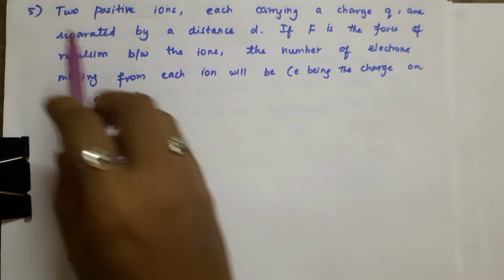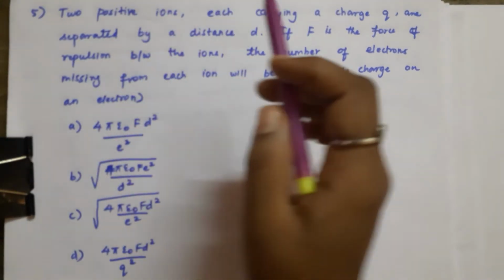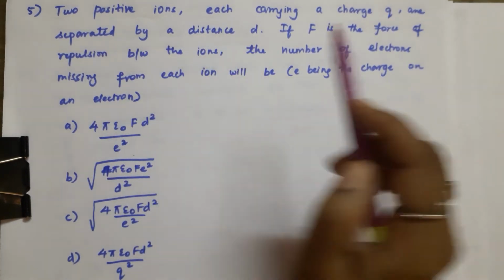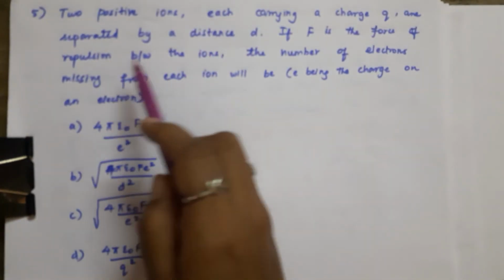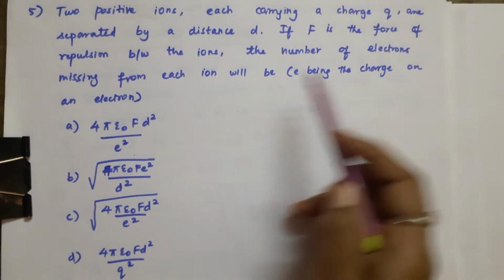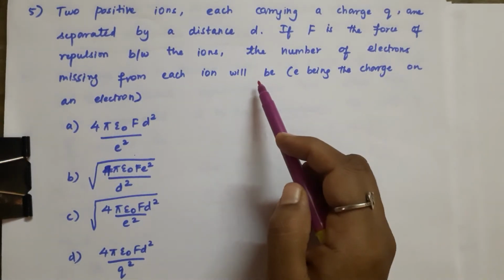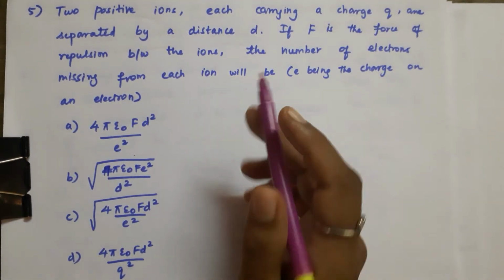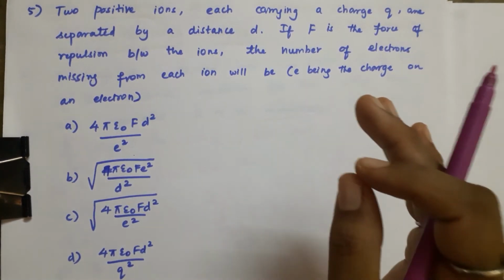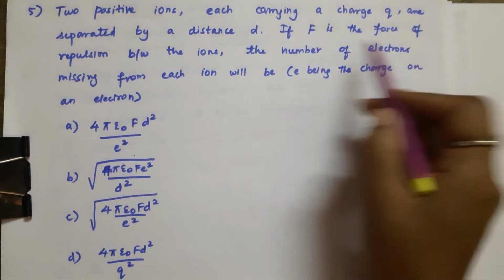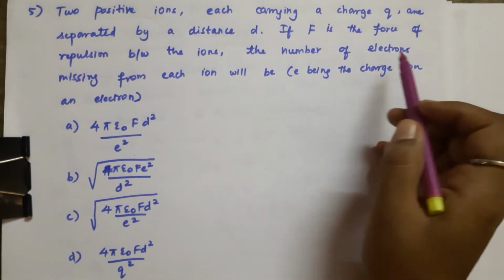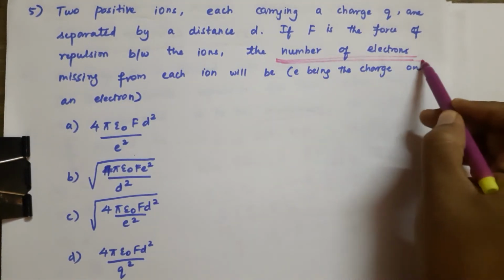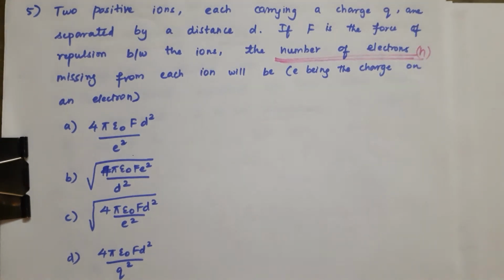Now, second question. Two positive ions, each carrying a charge q, are separated by a distance d. If F is the force of repulsion between the ions, the number of electrons missing from each ion will be, e being the charge on an electron. So what they are asking in this question is to find, from the force of repulsion between the ions, the number of missing electrons, small n.